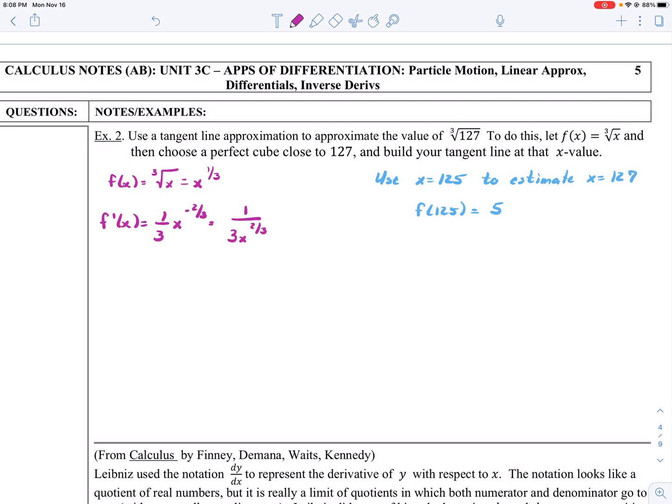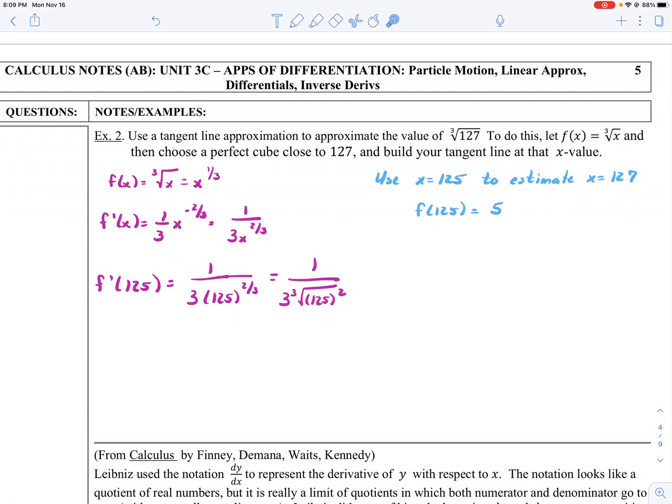So I feel pretty good about that derivative. I don't want to know the slope at any spot. I want to know the slope when x is 125. So 1/3 times 125 to the 2/3 power. If that 2/3 power doesn't make a lot of sense to you, you can write it as a root. It is a cubed root, but the 125 is squared. Be careful about this. Please don't try to square 125.